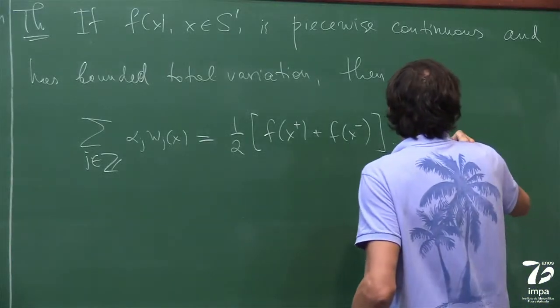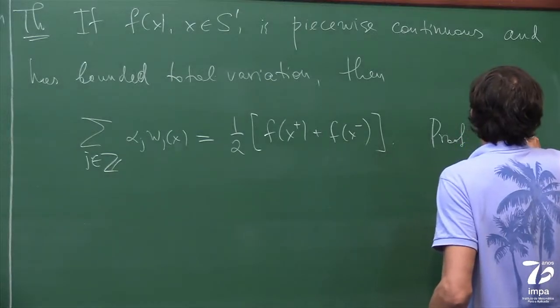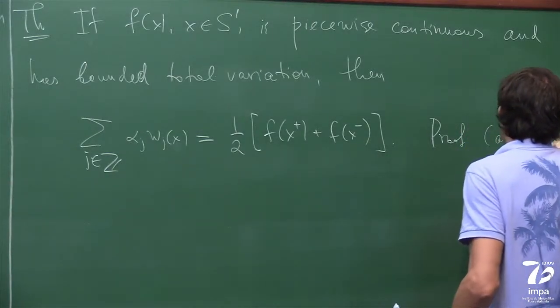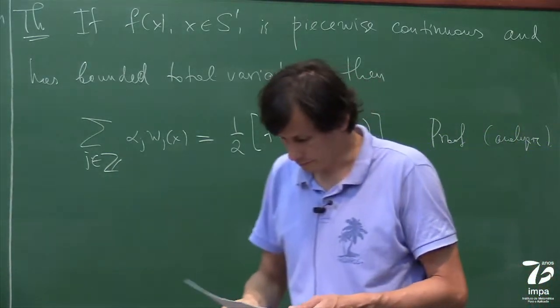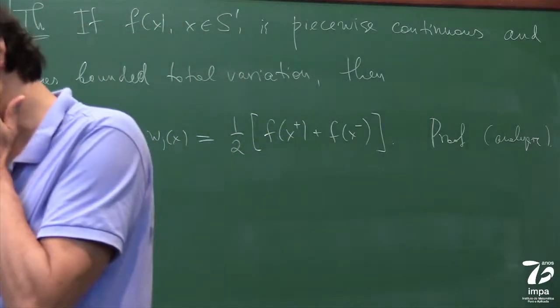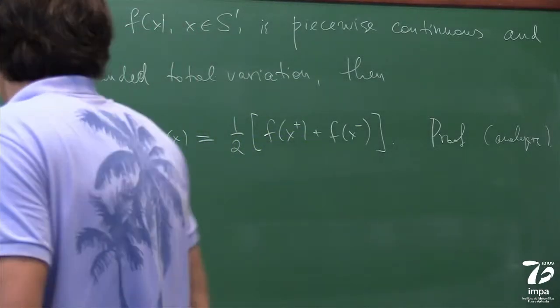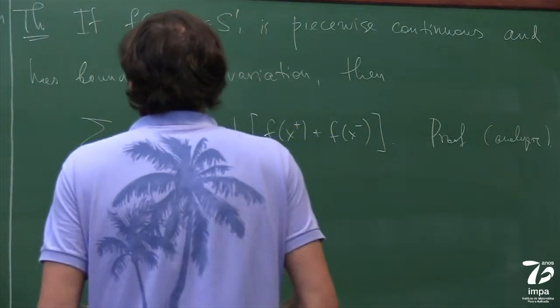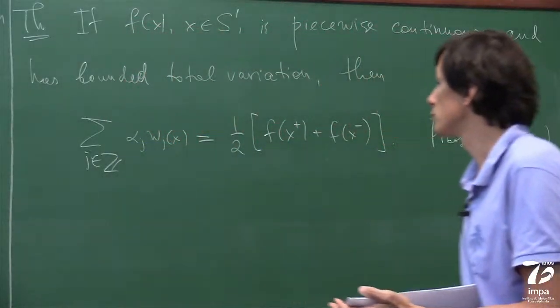The proof, you can see in analysis. And in principle, there are plenty of theorems of this kind, which just tell in which case it converges, in which case it does not converge, and how fast.